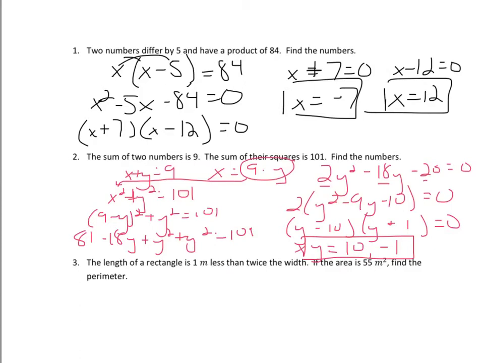This is x and y. X and y are both equal to 10 or negative 1. Make sure it makes sense. So 10 minus 1 is 9, so that works, or 10 plus negative 1, and then 10 squared plus negative 1 squared is 101. So we are all good there.